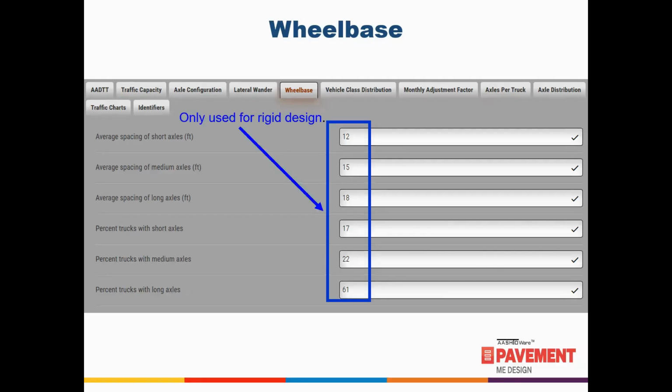And this also is only used for rigid design because this affects basically the center slab stresses, either top down or bottom up, or damage that manifests in transverse cracking. As far as where is one axle in relation to a joint versus the rear or the front axle in relation to the next joint.